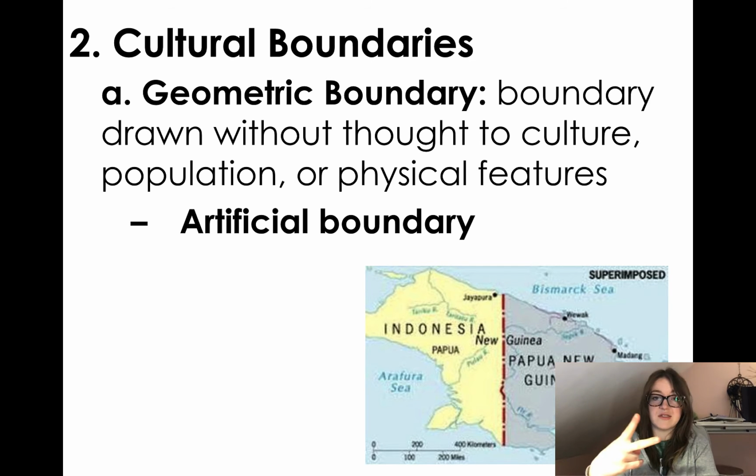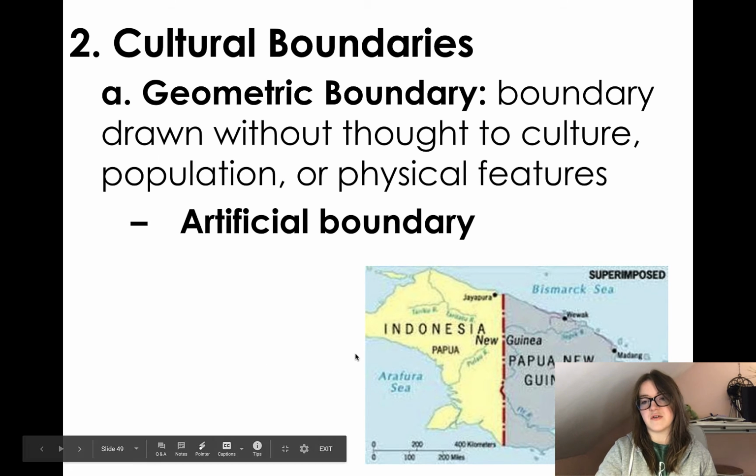All right, our second type of boundary are cultural boundaries. We see a few different ones in here. Geometric also kind of comes into this one. And sometimes we look at it as a different type, but realistically it's still a cultural boundary because it's limiting something that's happening there. So this is a boundary drawn without thought to culture, population, or physical features. When we see straight lines on maps, these are geometric boundaries. So think geometry, we deal with shapes, very straight lines or very precise lines.